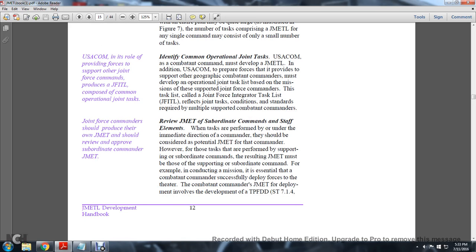USACOM, in its role of providing forces and supporting the other joint force commands, is provided by the Joint Force Integrator Task List, composed of the Common Operational Joint Task List, identifying common operational joint tasks.